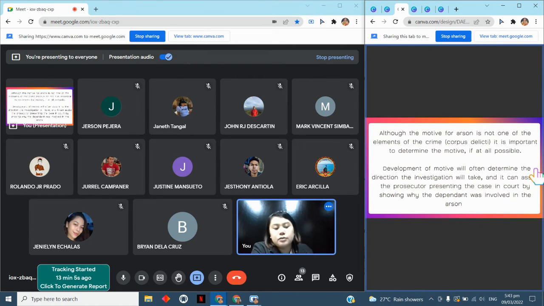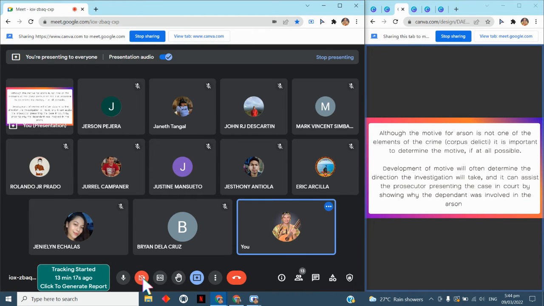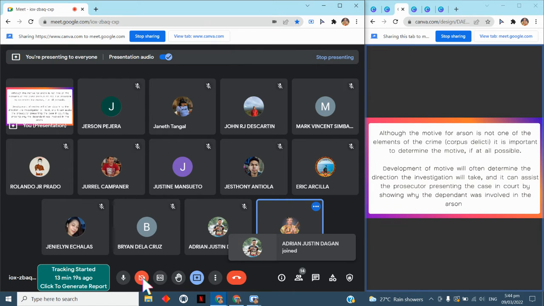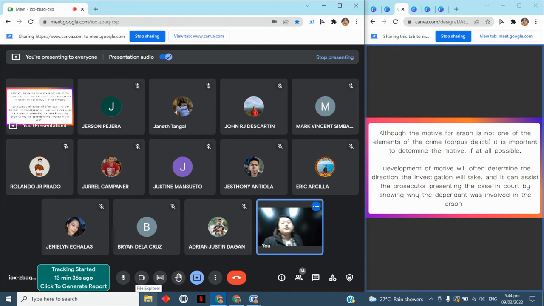Okay? Although a motive for arson is not one of the elements of the crime, it is important to determine the motive if at all possible. For a while, okay, so we have here the development of motive. So it will often determine the direction of investigation. Because if we have a motive, our investigation of the fire has a direction.